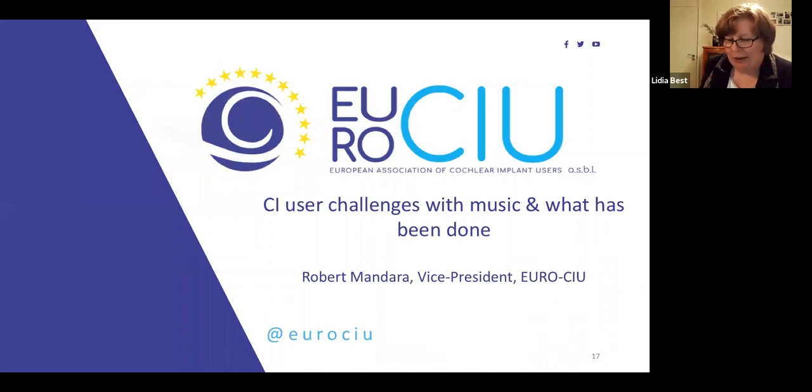Robert is the Vice President of the Euro-Cochlear Implant Users Association and is someone who has worn hearing aids from 4 years of age. He is now a bilateral cochlear implant user, and he enjoys playing music. So he is a very good person to actually talk about music appreciation with cochlear implants. Now, I'm not going to say how long Robert has worn his cochlear implants because I don't want to get it wrong. So Robert, the floor is yours.